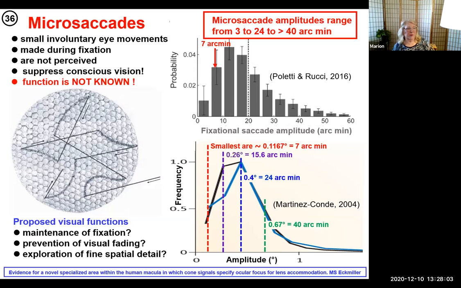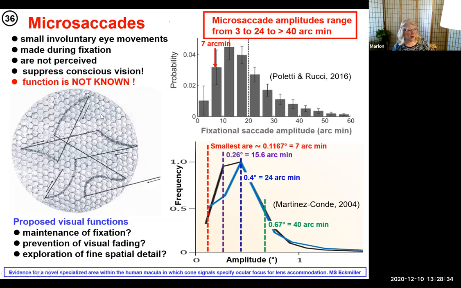So humans and some other animals make small involuntary eye movements. People have been studying these and they don't understand even now if these have any function, or if so, what the function is. They are made during fixation. We do not perceive them. We don't know we're doing them. It's involuntary. While we are making them, our conscious visual perception is suppressed, yeah?